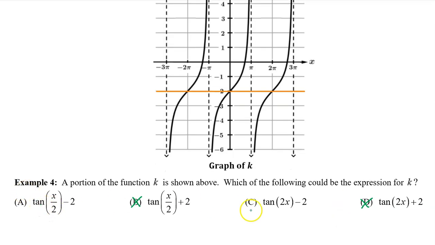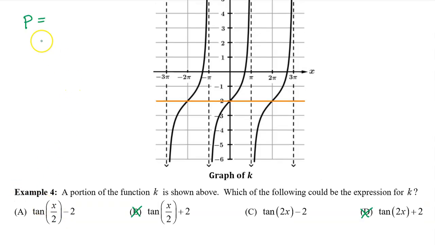Options A and C have different B values. Option A has a B value of 1/2, while option C has a B value of 2. So let's calculate the B value and see which one is a match. First, we need the period. From midline intercept to the next midline intercept, the input values go from 0 to 2 pi. So that's the period.